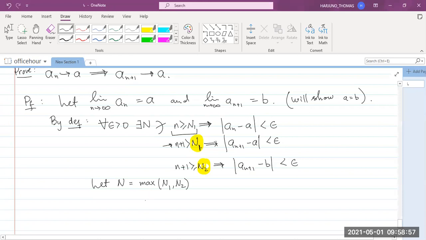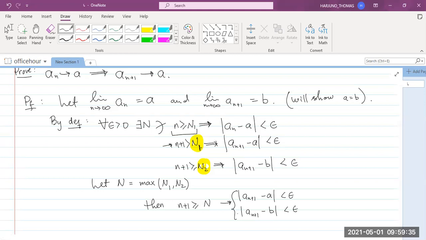Then n plus 1 is greater than or equal to that capital N, which is greater than N1 and N2, so both of these are satisfied. This is true, and this is also true. Is it right? Both of these things are true for every epsilon. The key is that it's for every epsilon. Any positive number you choose, I can always find that the difference is less than that positive number that you chose.